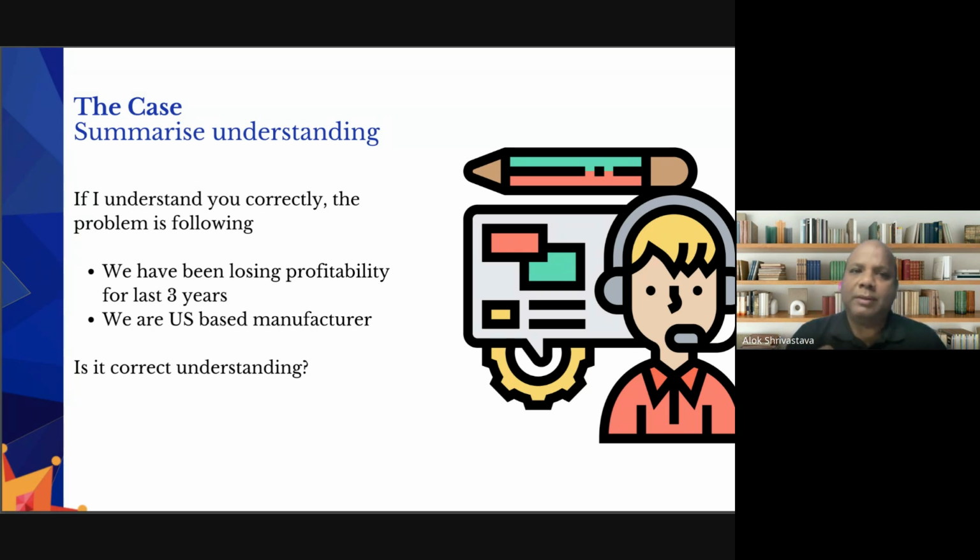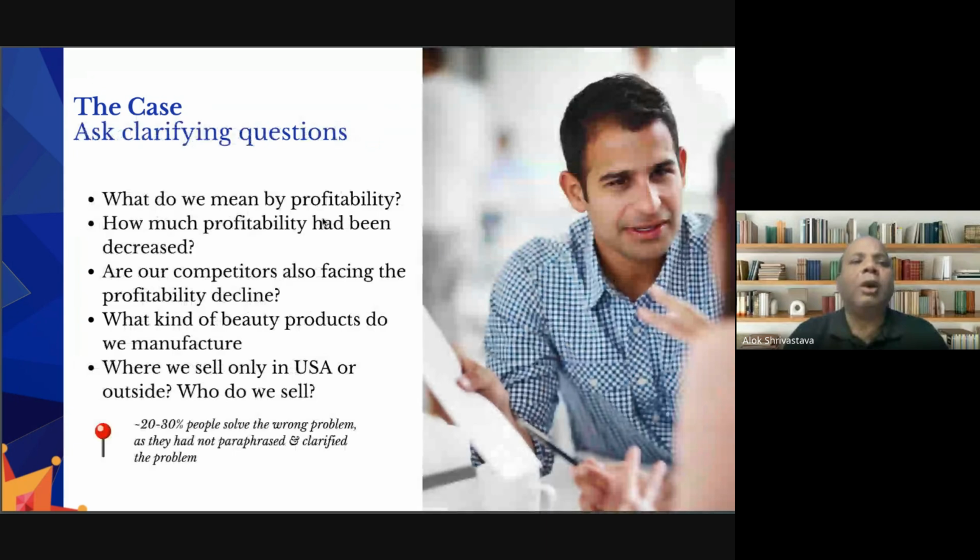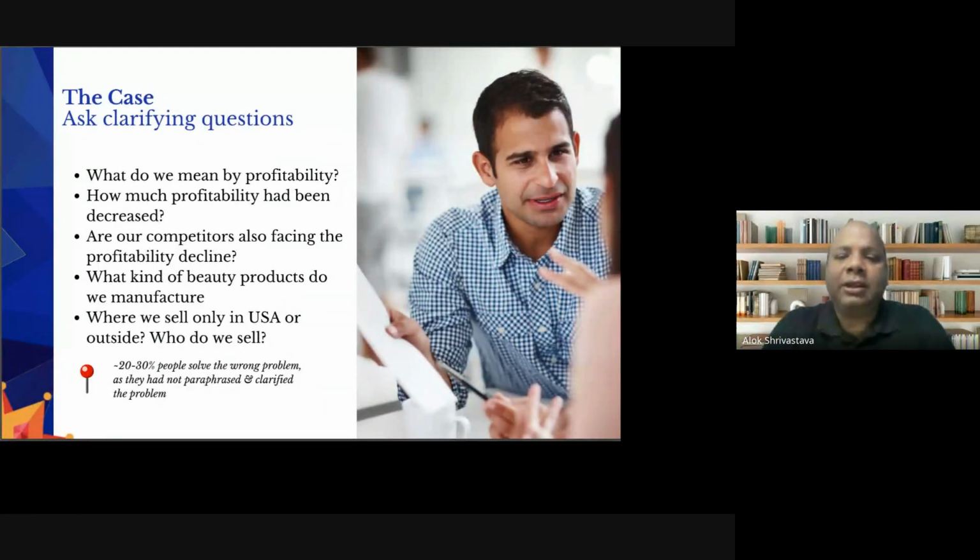That is what you want to paraphrase. Now you ask clarifying questions. Now, what could be some of the good clarifying questions? And you should ask at least 6 to 7 clarifying questions. At least. I mean, you cannot ask tens of clarifying questions, but up to 6, 7 clarifying questions are good. Now, what could be some of those clarifying questions?